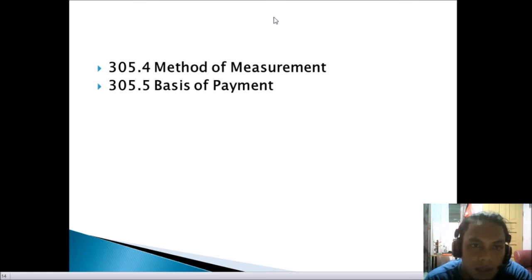So next is 305.4, method of measurement. Bituminous materials and aggregates of bituminous penetration macadam pavement will be measured by the ton. The quantity to be paid for shall be the number of tons of bituminous material and aggregates used and accepted in the completed work.